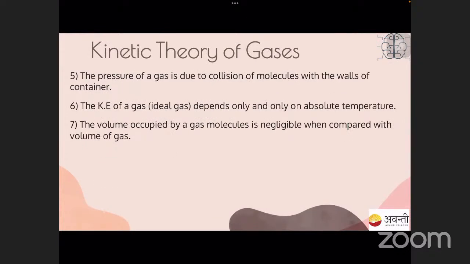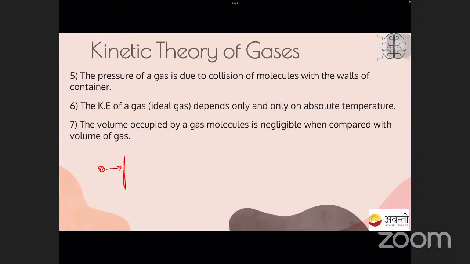Now, if you go to the next slide, the fifth postulate: the pressure of gas is due to collision of molecules with the walls of the container, right? This is the wall, and the molecule is going and colliding. It will have a certain velocity, so it will have a probability of colliding with the wall. If it is colliding, force is acting on a particular area. Force on a particular area is nothing but pressure. Yes or no? Right. Due to these collisions only, pressure will be calculated.